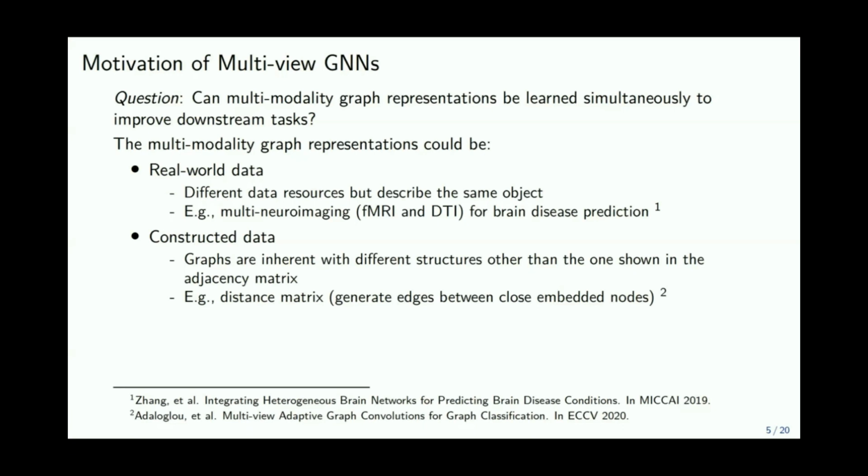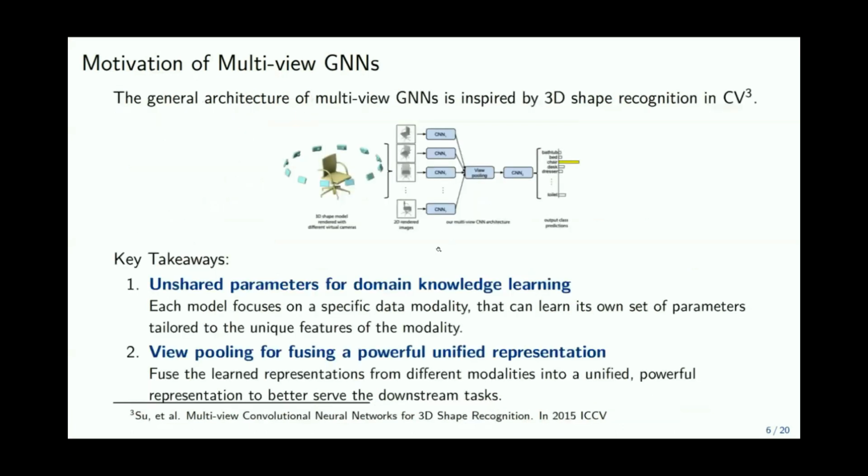And also we can artificially build more graph structures by conducting data augmentation. So inherently graphs come with more than one structure, so we can compute more graph structures based on the input graphs.